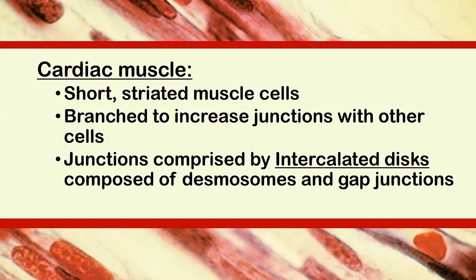Now remember, cardiac muscle is going to be short striated muscle cells. They're going to be different from normal skeletal muscle in that first, they are branched, and second, they have these specialized zones between each cell. They're referred to as intercalated discs. These intercalated discs are going to be composed of desmosomes and gap junctions.